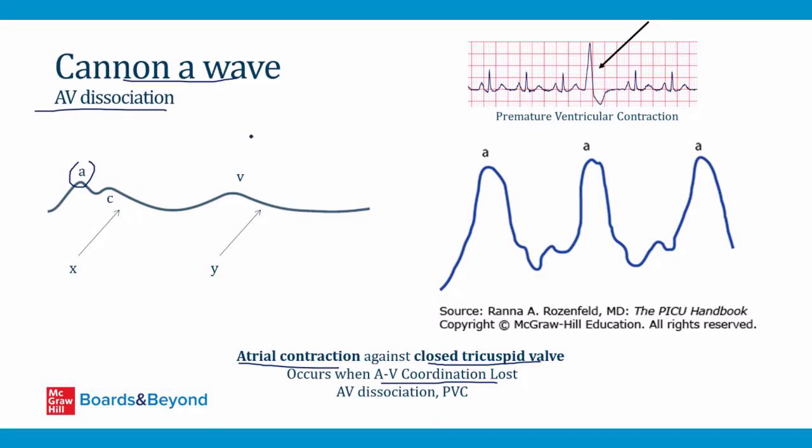And the 2 classic conditions to do this are, first of all, AV dissociation, like in patients who have 3rd-degree heart block. And the other classic place to get this Cannon A wave finding is in a PVC. So when a patient has a premature ventricular contraction, that contraction will close the tricuspid valve. And if at the same time the atria contracts, that creates this sudden Cannon A wave. And that's the finding shown here over on the right side of the screen.